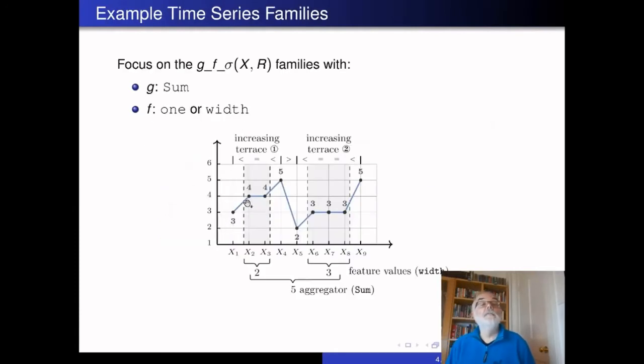Here we have an example. We have our time series here in blue with the individual values. We have the signature variables here, and we have two occurrences of a pattern, increasing terrace, and another increasing terrace here. This one has the width 2. For increasing terrace, we're only counting the points on the steady part. And this one has the width 3. So we have a feature value of 2 and 3 for the occurrences, and as aggregator we use sum, so we're getting 5 as the result variable r.